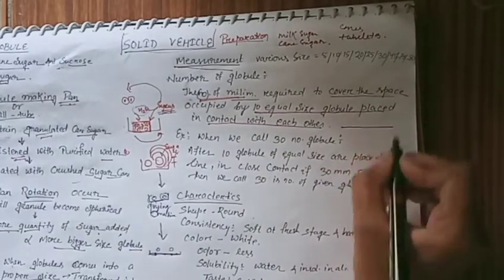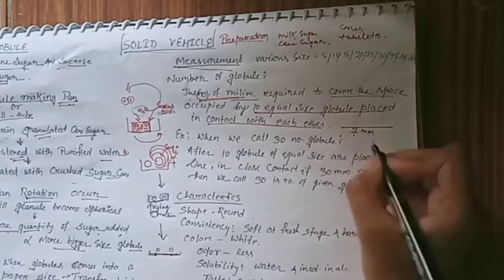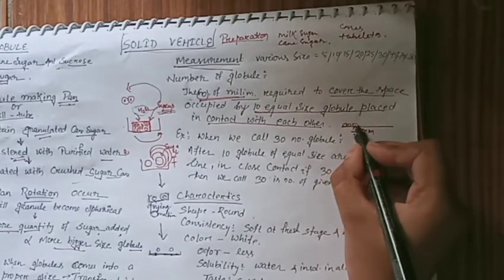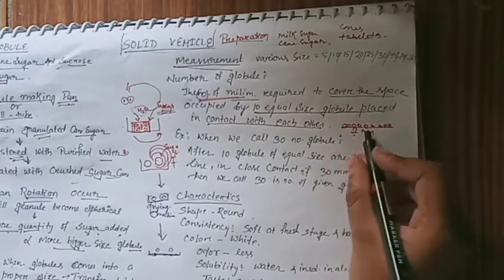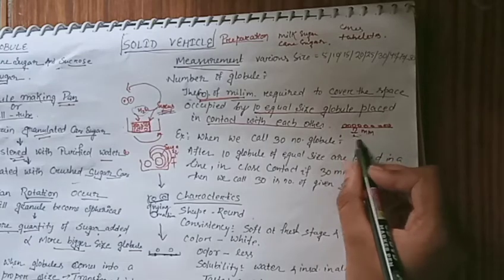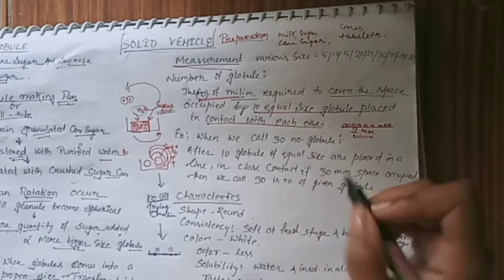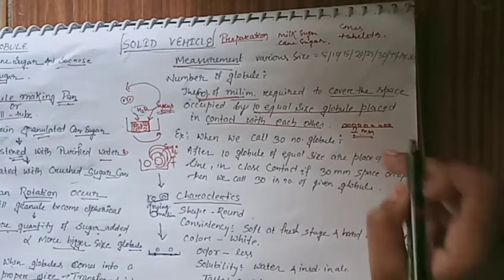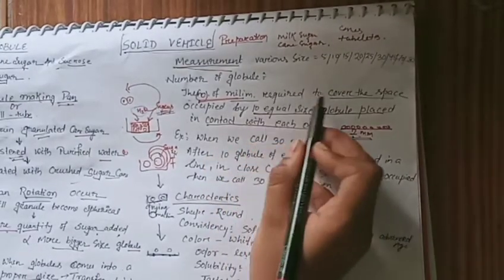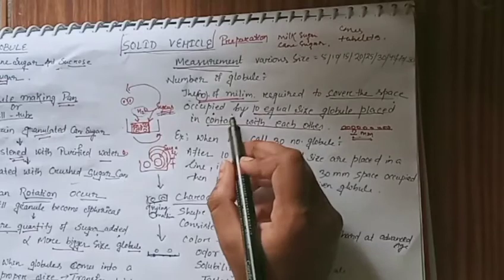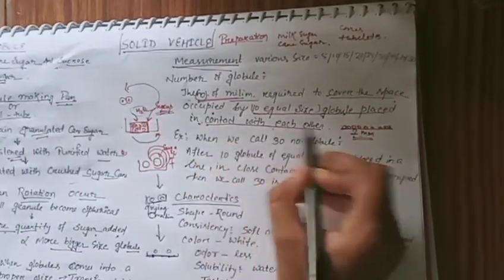Means if we take this much space in which 10 globules are added, then when 10 globules are added in this space, the millimeters occupied are known as the size of the globule. Understand that? I hope you understand that the number of millimeters required to cover the space occupied by 10 equal size globules placed in contact with each other.